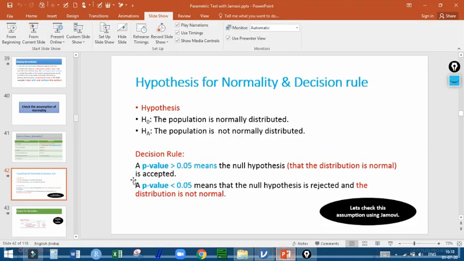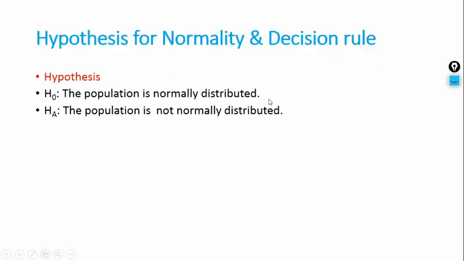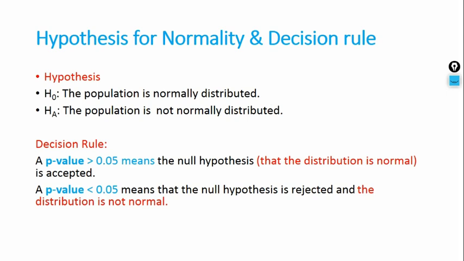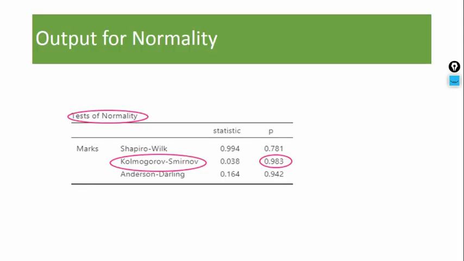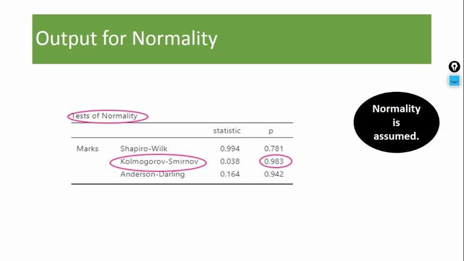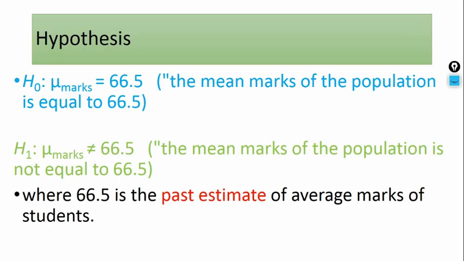Let's go back to our slides. This is the normality assumption, decision rule, and this is our result. We will check the KS value. Here the KS value is greater than 0.05, which means my data is normally distributed. Normality is assumed. Now we can perform the test.